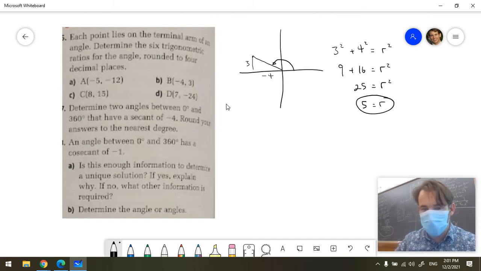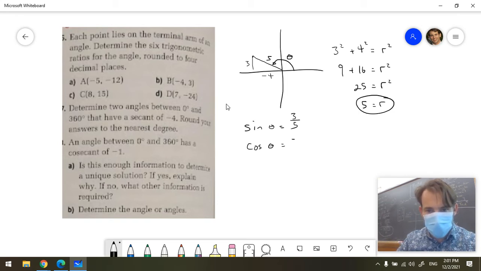It's a Pythagorean triple. So there we go. That's side length 5. Sine of theta, this is theta here. Sine of theta is equal to 3 over 5. Cosine of theta is equal to negative 4 over 5, adjacent over hypotenuse. Tan theta is equal to 3 over negative 4, so negative 3 over 4.